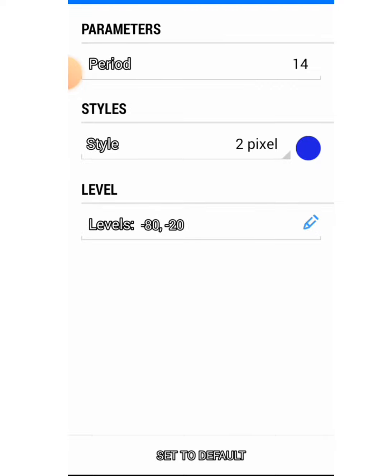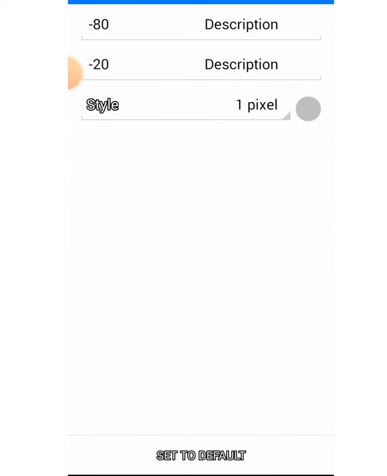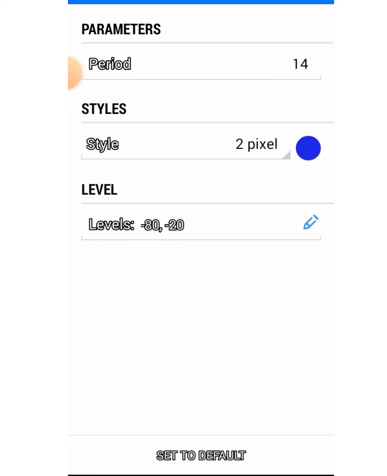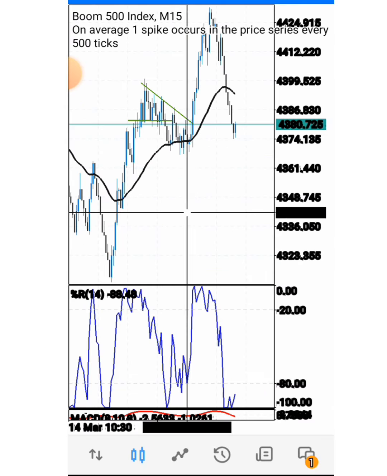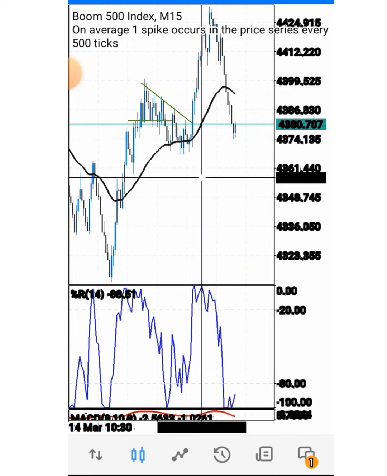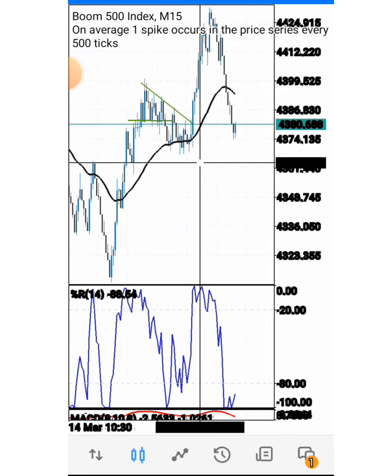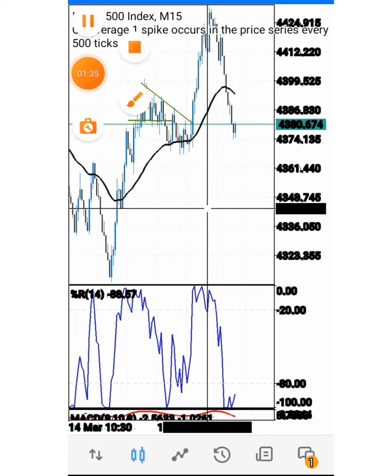So the levels are minus 80 and minus 20, but I don't think that will be necessary for me in this training. So let me tell you how it works. If I see price reach this zero level, that is hitting the top of the indicator, this thing here, that is when you are expected to sell. And if price quickly moves down here, then you take your profit.